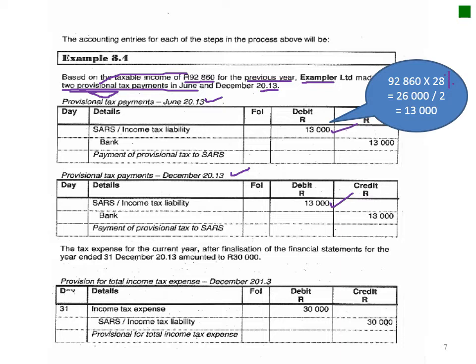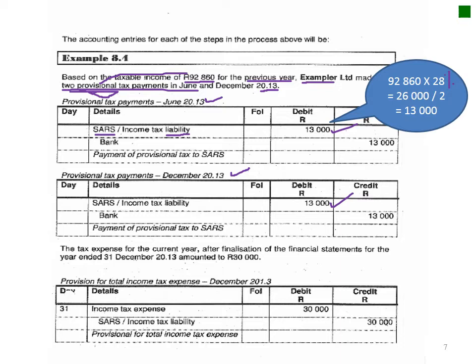So the journal entries for the payments are: we debit SARS income tax liability account. SARS stands for South African Revenue Services. This account is a liability account. What's happening with this payment is we are prepaying the liability. So we debit the liability account and we credit bank. And we do the same thing in December. We debit SARS income tax liability and we credit bank.